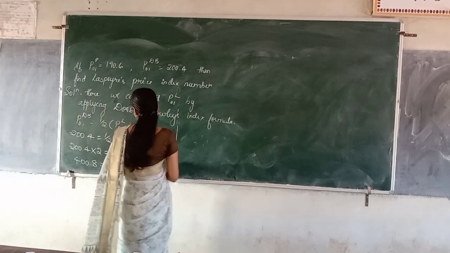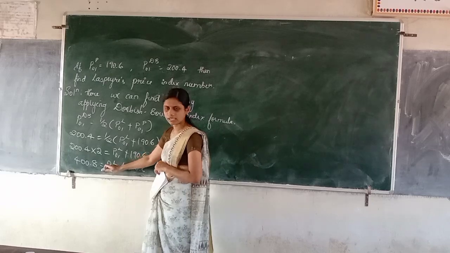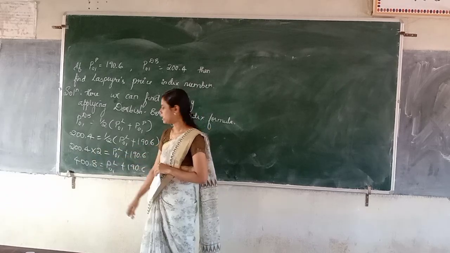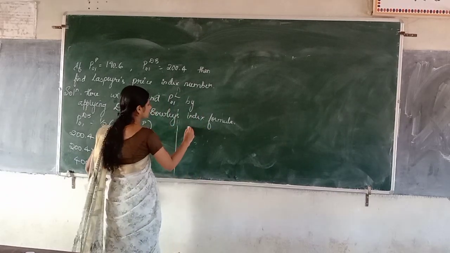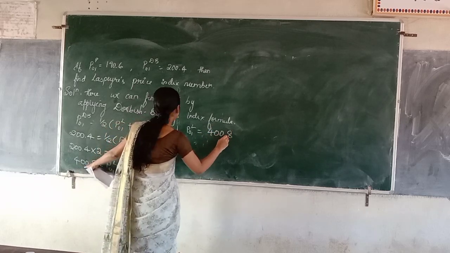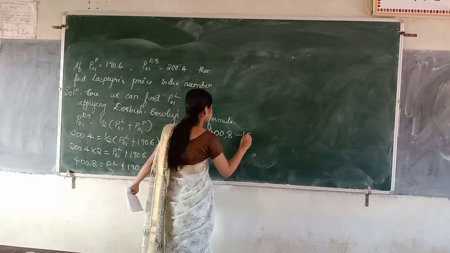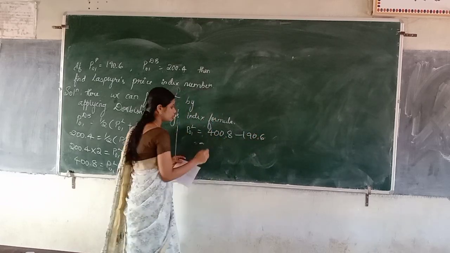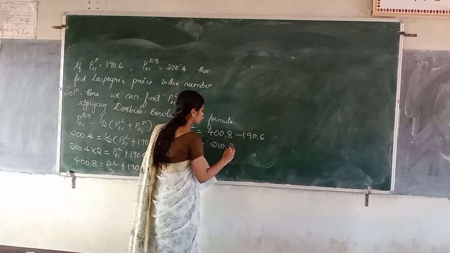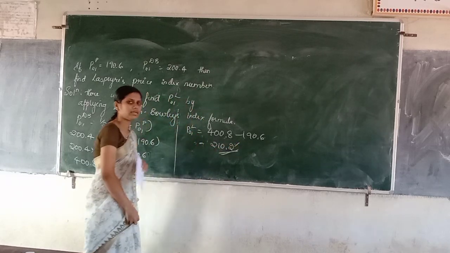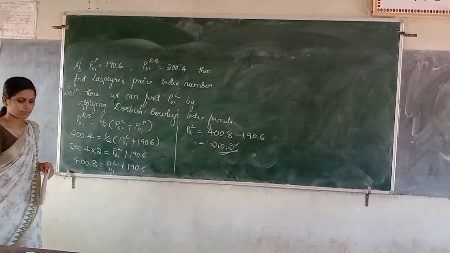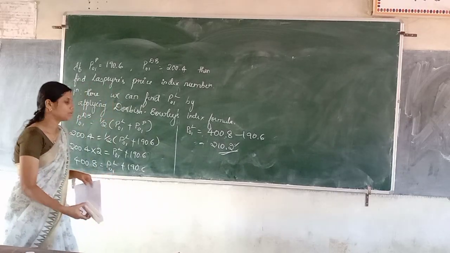Now I will solve it here. We will keep this last year's price index number as it is here, and when you carry this number to the left hand side, plus will become minus. So last year's price index number is equal to 400.8 minus 190.6. When you deduct it, the answer will be 210.2. So last year's price index number is 210.2%. So with the help of the Darvish-Wallace price index formula, we have calculated last year's price index number.